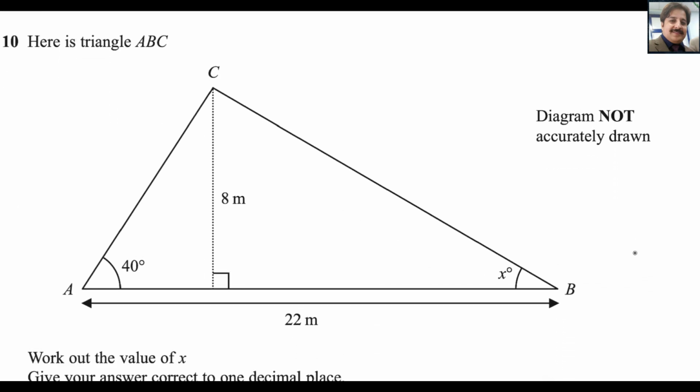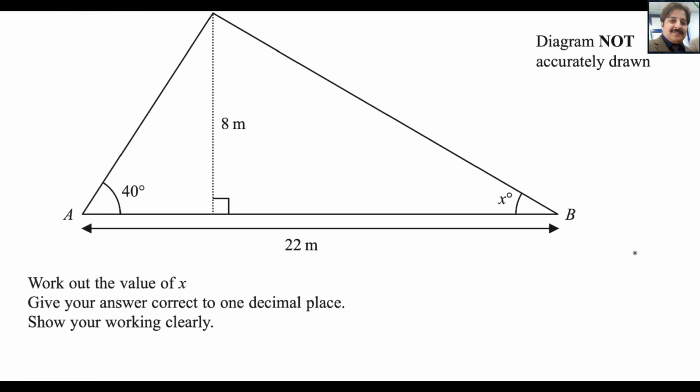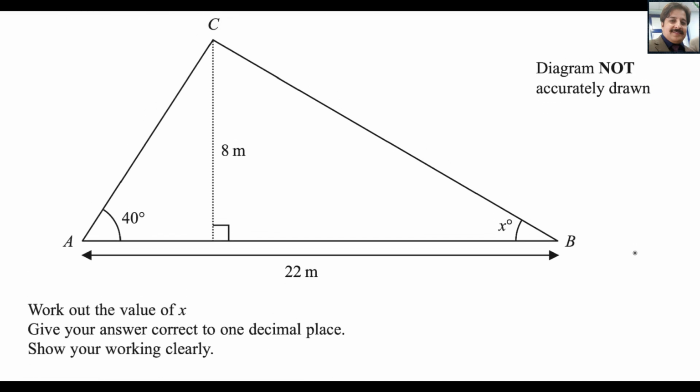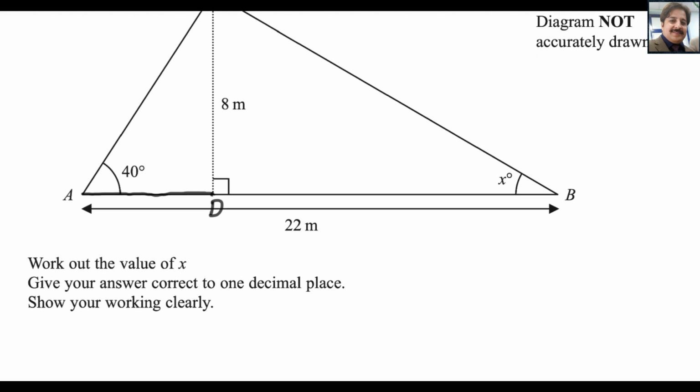Here is the triangle ABC. Work out the value of x. Look at the diagram. This point could be written as D, and now we have two triangles. There are many ways to solve this, but I think the best way is to get the base of this triangle, and then we will be able to find the value of x easily using the trigonometric ratio formulas. First of all, I will consider triangle ADC.